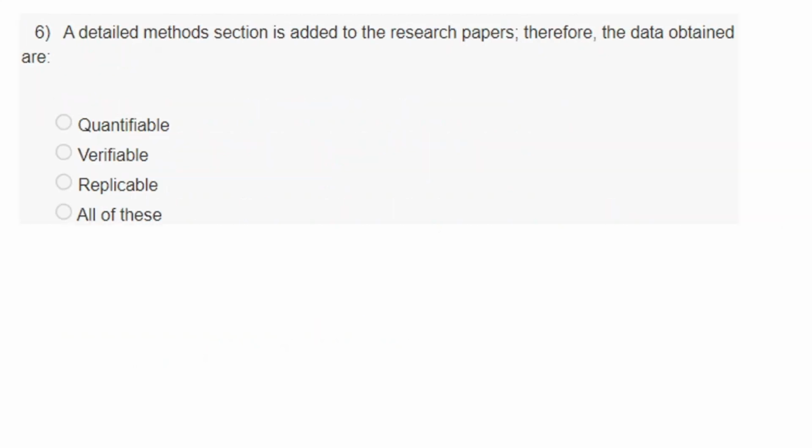So win-win. Next question. A detailed method section is added to the research papers. Therefore, the data obtained are replicable. Okay. Anybody else? Different opinion? All of these, ma'am. Yeah, even I feel it's all of these. So a detailed method section is replicable, definitely. That's the most important, but it should also be verifiable, right?